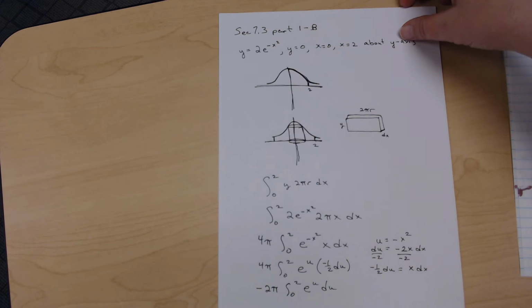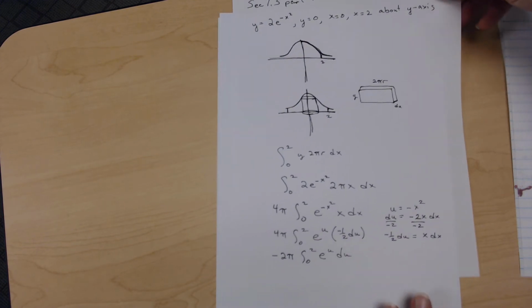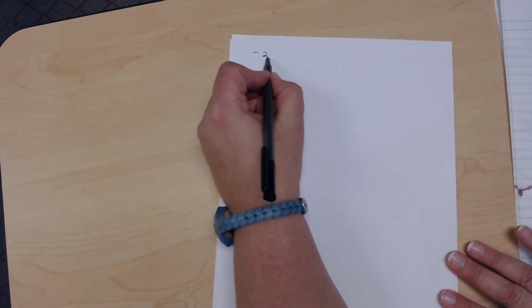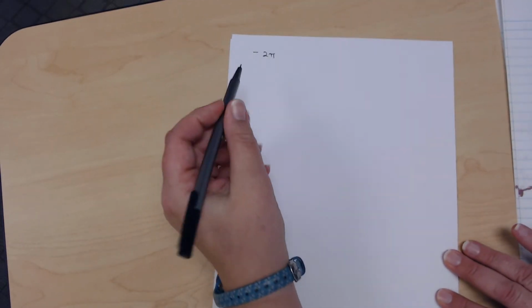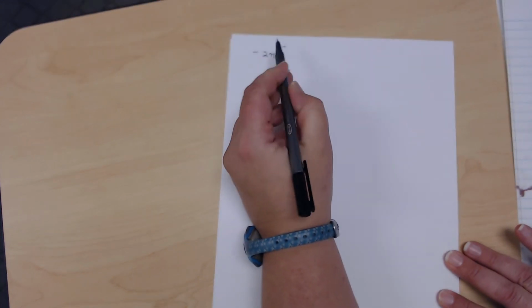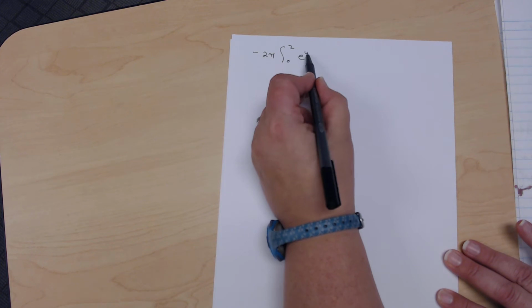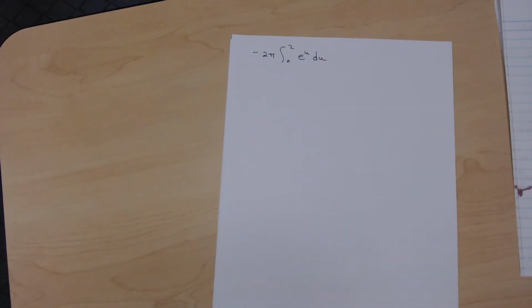Okay, so I'm running out of room. Let me transfer that. Let's see where we are for that. So we've got negative 2 pi. Make sure you can see it. Okay, looks okay. And we're going from 0 to 2, so I'm just going to recopy it. This is just a recopy, e to the u du. Okay. But now we're in good shape.